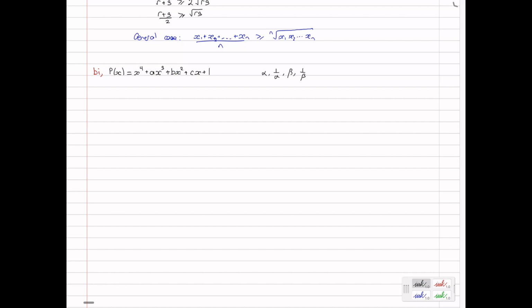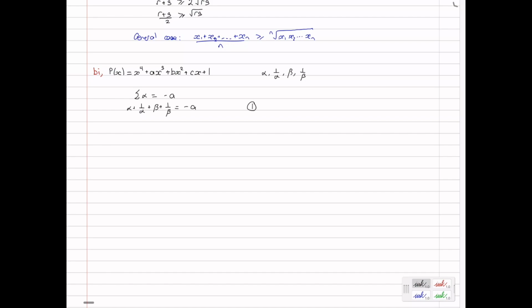So let's try to get some expression which involves a. We can get an expression for a that involves the sum of the roots. The sum of the roots taken one at a time is equal to minus a divided by 1, so just minus a. The sum of the roots is alpha plus 1 on alpha plus beta plus 1 on beta. That's equal to minus a. Great, so that's our first equation.